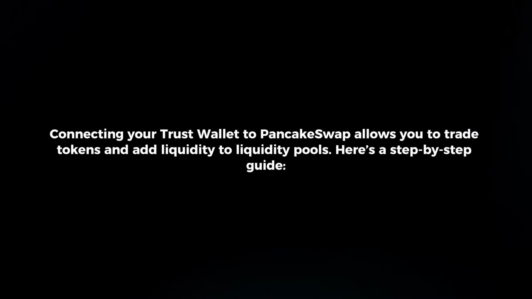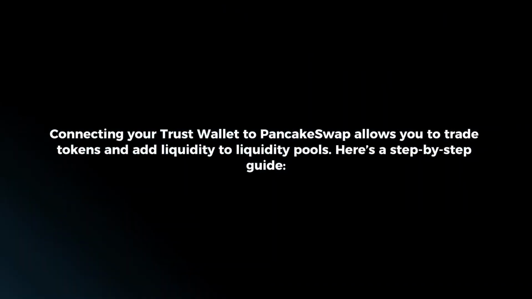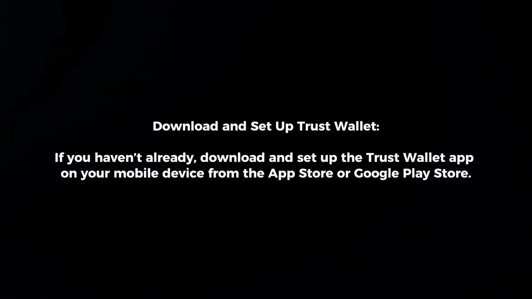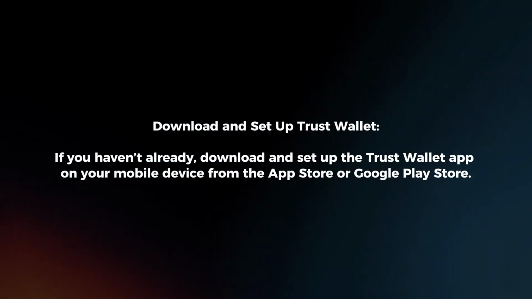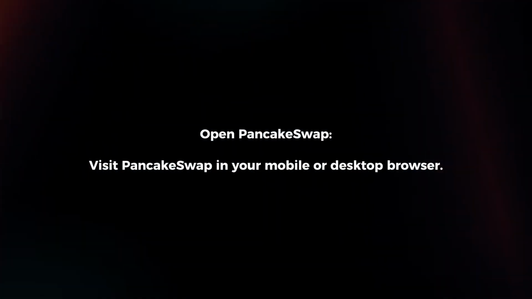Connecting your Trust Wallet to PancakeSwap allows you to trade tokens and add liquidity to liquidity pools. Here's a step-by-step guide. Download and set up Trust Wallet. If you haven't already, download and set up the Trust Wallet app on your mobile device from the App Store or Google Play Store.